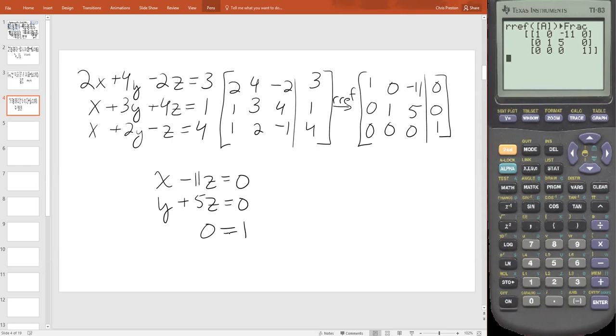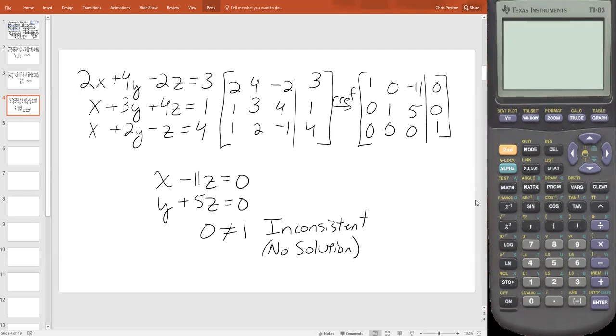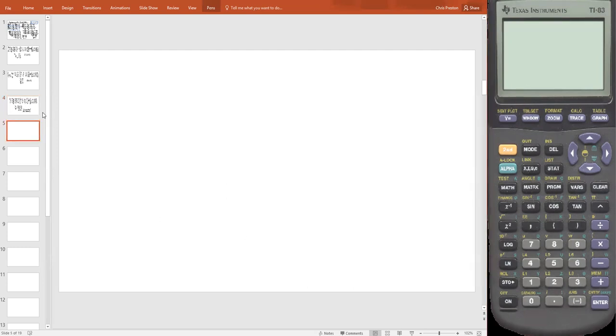Well, 0 can't equal 1. 0 is 0 and 1 is 1. This system is inconsistent, or in other words, no solution. There's no solution to this system of equations. That's what that means. So if you see this third line is 0, 0, 0, 1, that's going to be an inconsistent system. You know that. Okay? So that's one type of special situation that can happen. All right, so let's look at another special case situation we could run into.